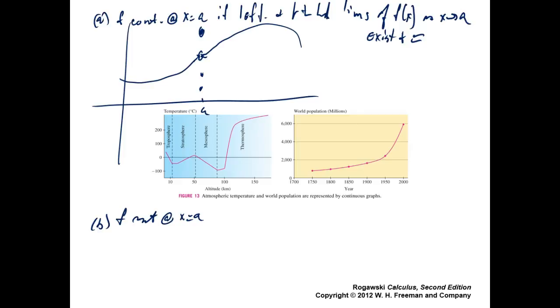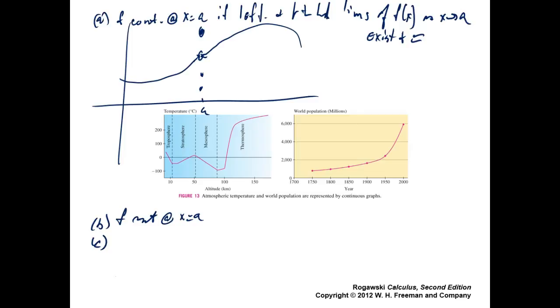If the left and right hand limits of f of x as x approaches a from left and right both exist and equal f of a, that one I think has to be true. B is true. Okay, let's look at C. B was almost the same wording, except here it was not just exist and are equal, but exist and are equal to f of a. That made it true.